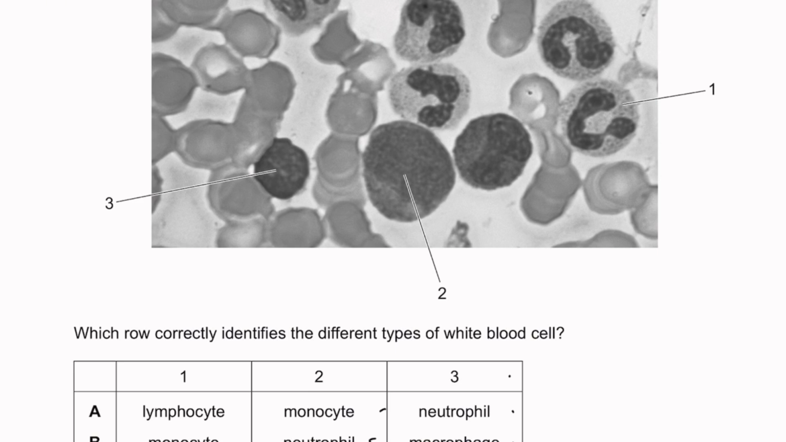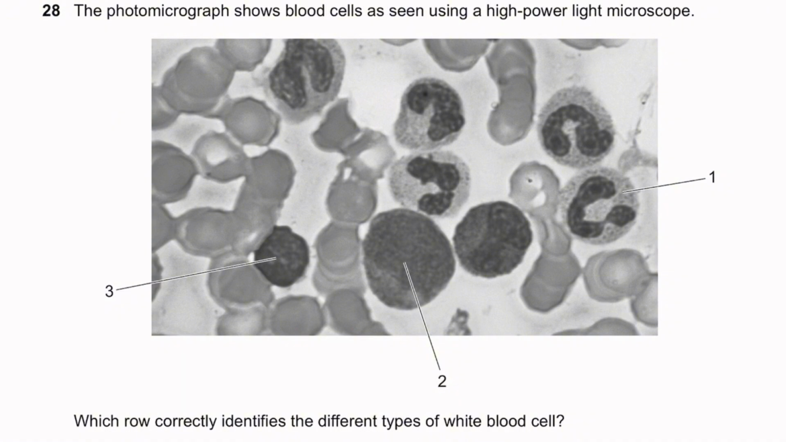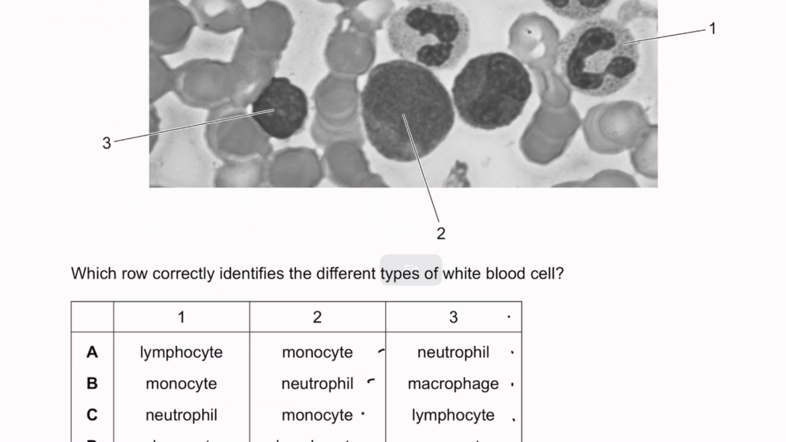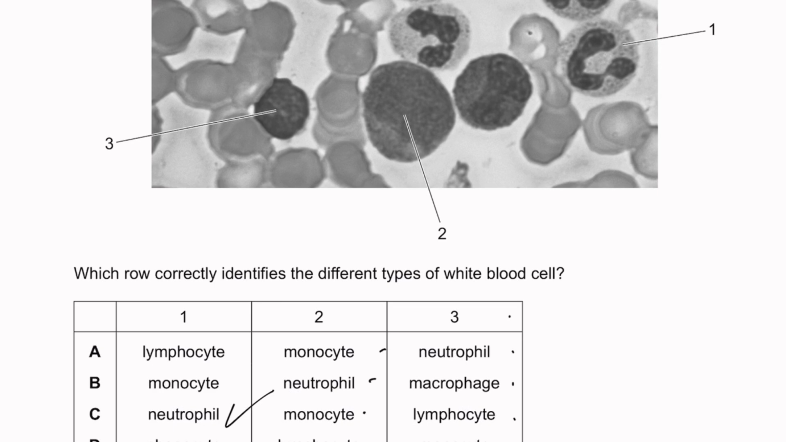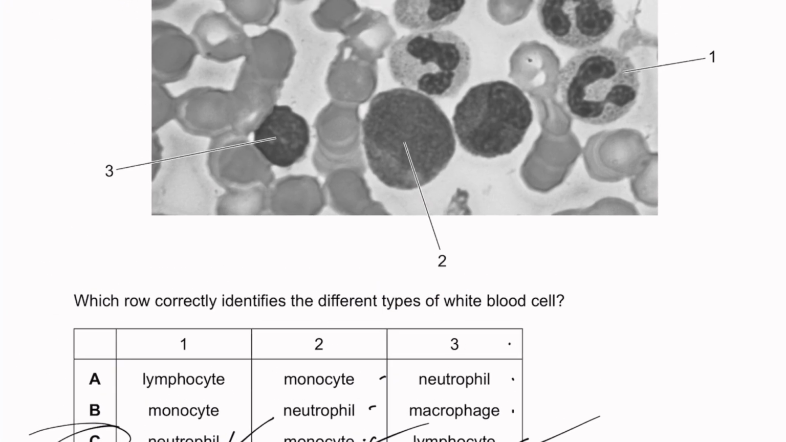Okay, so I think here we need to actually go back to the book and review if we have a hard time identifying the cells. But yes, 1 is a neutrophil, 2 is a monocyte, and 3 is a lymphocyte. So C is our answer. And remember, what are monocytes? Monocytes are the cells right before macrophages. So yes, my understanding that this is a macrophage is correct, and actually macrophages are slightly larger.